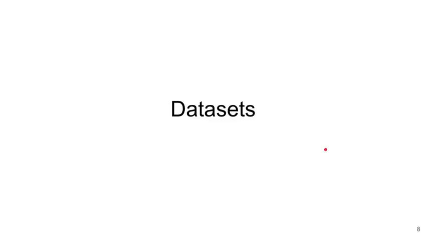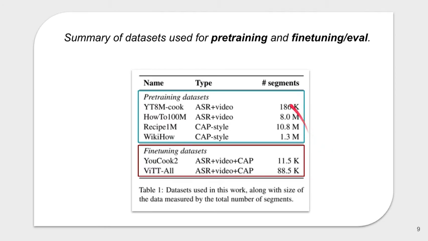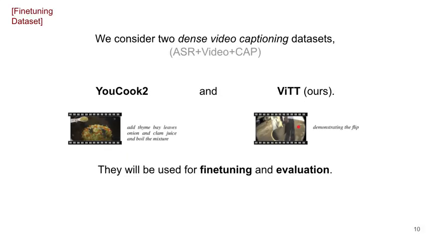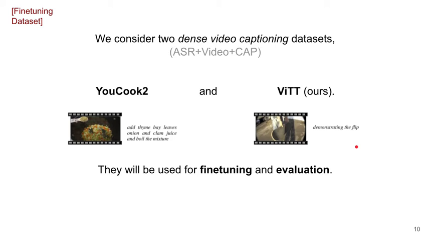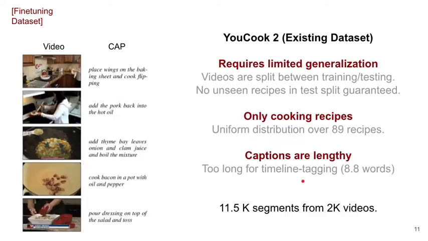So let's start with the datasets. Those are the datasets that we use for pre-training and fine-tuning. The first four are for pre-training. The last two are for fine-tuning. YouCook2 and video timeline tags are the two datasets we'll use for fine-tuning, but also for evaluation.